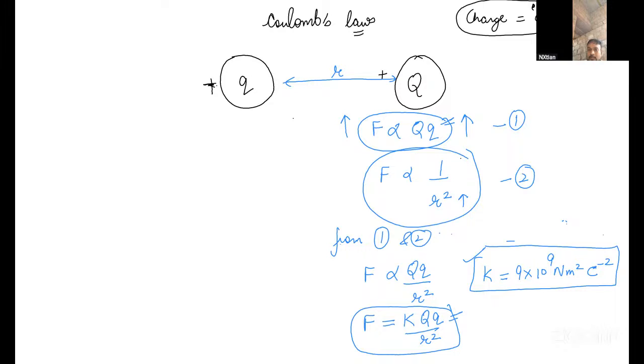So K is equal to 9 times 10 to the power 9 Nm to the power 2, then C negative square. N is Newton, which is a unit of force. M is meter, which is a unit of distance. C is the Coulomb, the unit of charge Q. As I told you, charge is measured in Coulomb, called C.